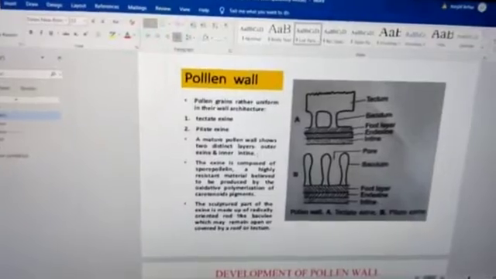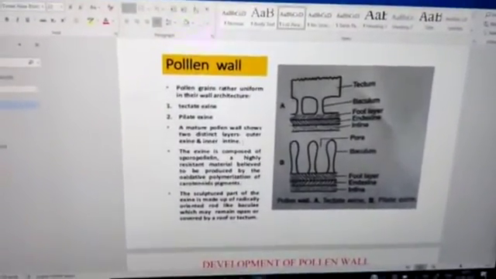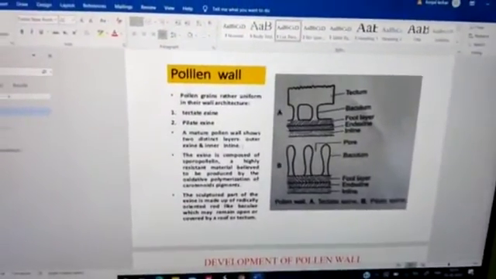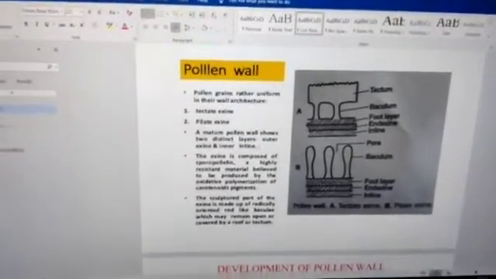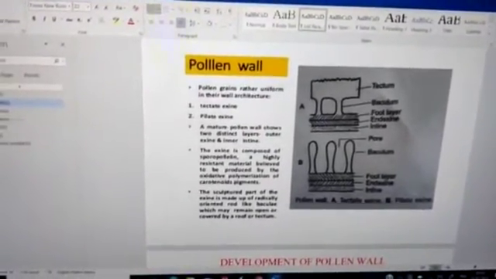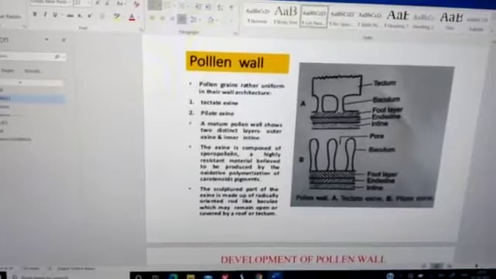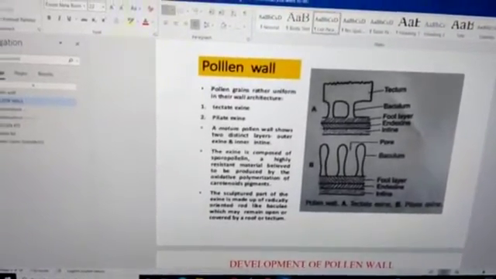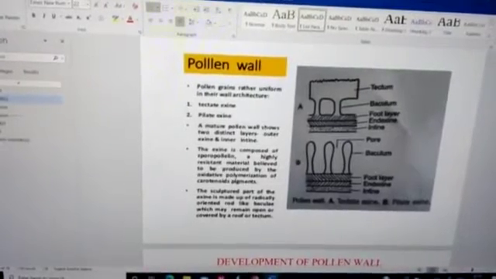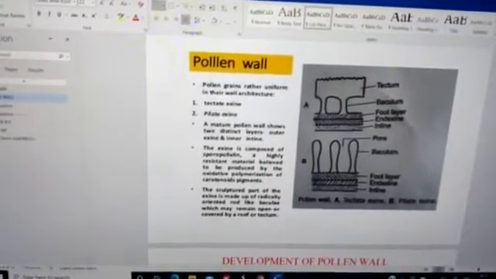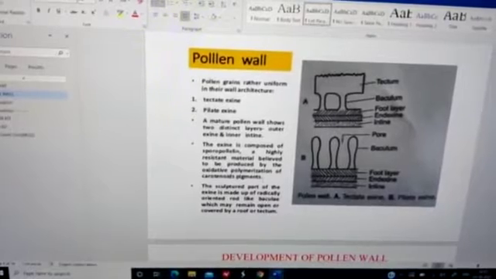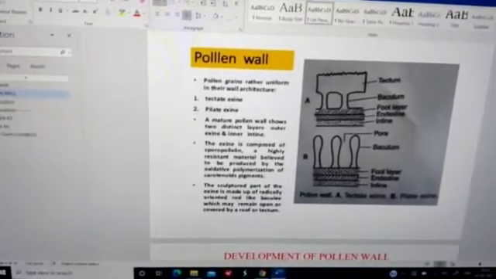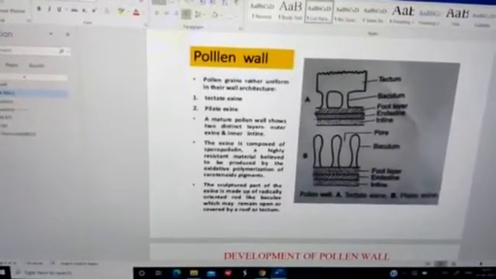Exine is made up of sporopollenin, which is a highly resistant material believed to be produced by the oxidative polymerization of the carotenoid pigments. So sporopollenin is the oxidative polymerization of carotenoids. And the sculptured part of the exine is made up of radially oriented rod-like baculae. Means the sculpture part is made up of the baculae, and that may remain open or covered by the roof of the tectum.